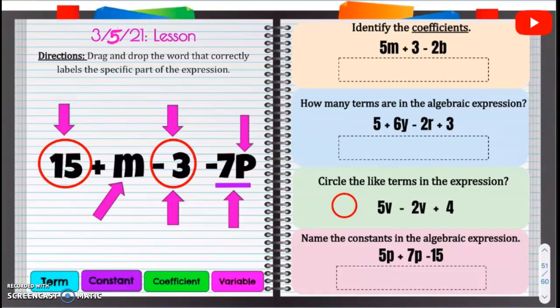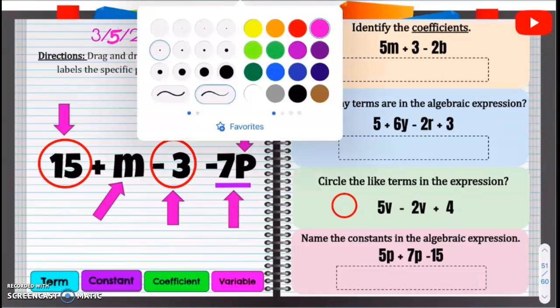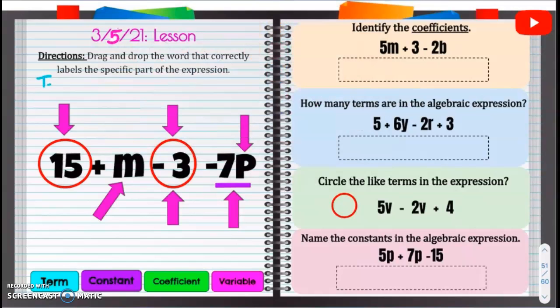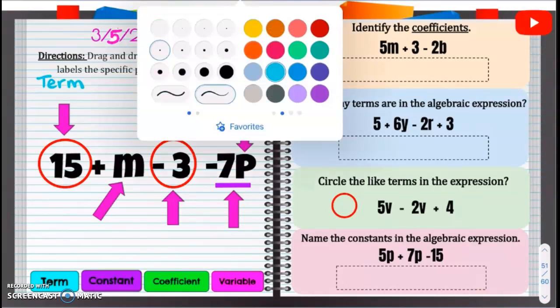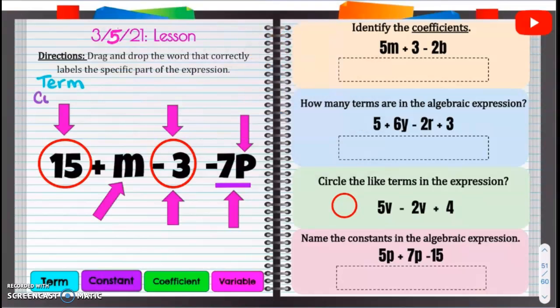All right, in our lesson, we're going to drag and drop the word that correctly labels a specific part of the expressions. So the first one, this 15 is a term, and it is also going to be a constant. So this is a term and a constant. So what I'm going to do is put term, and it's a constant. So I'm going to put both. So go ahead and drag that term and that constant over to that 15.